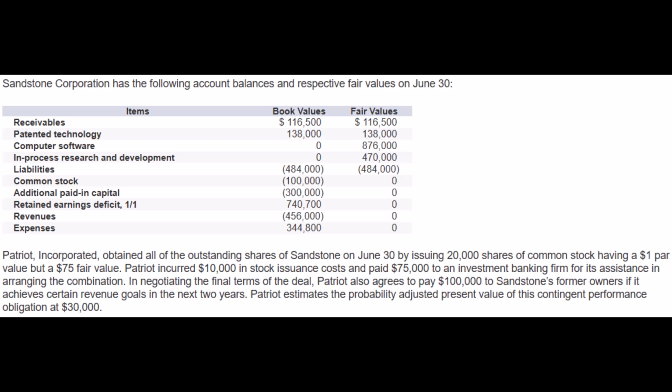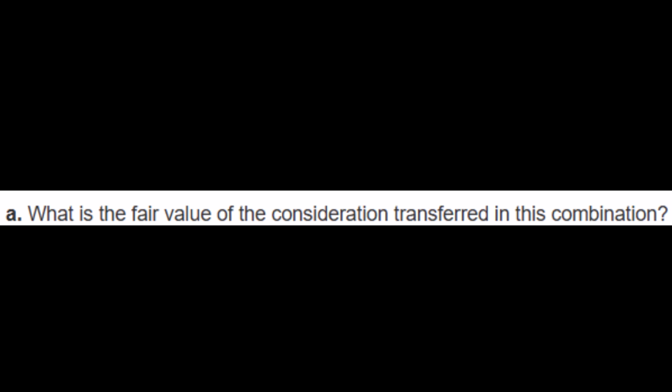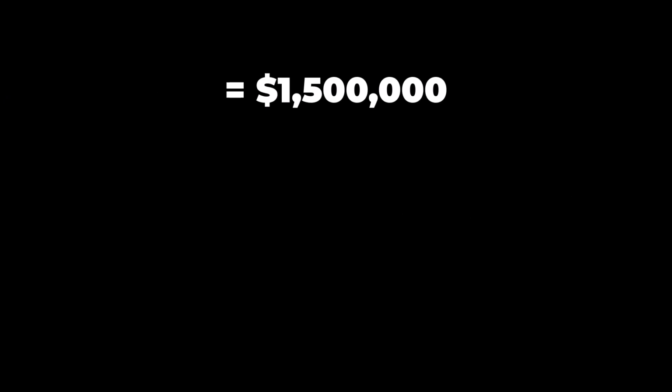Okay, now that we've deconstructed the facts, let's move on and formally answer the first question in the problem. What is the fair value of the consideration transferred? This is the total purchase price Patriot paid for Sandstone. First, we calculate the value of the stock that Patriot issued. That's 20,000 shares multiplied by the $75 fair value per share, which gives us a total of $1,500,000. But we're not done.